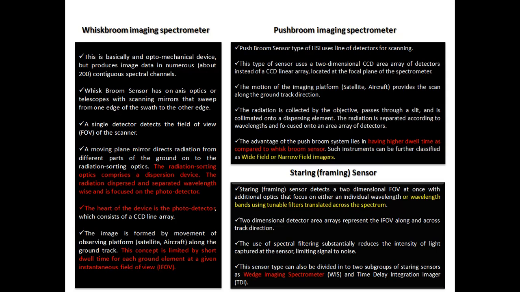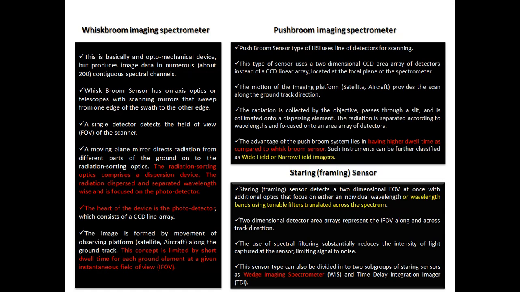Collimated or directed? Collimated means vertically directed. Okay, that is called collimated. So it is collimated onto the dispersing element. And number five is, in the case of the Whiskbroom, the dwell time is very short, but in the case of the Push-Broom, the dwell time is higher. So these are the basic differences between the Whiskbroom imaging spectrometer and the Push-Broom imaging spectrometer.